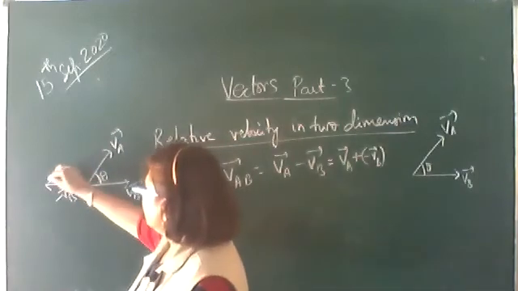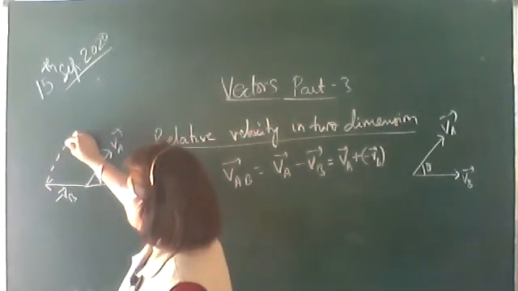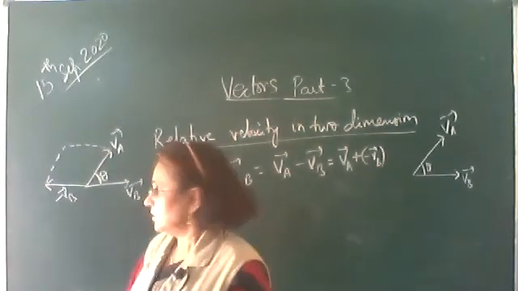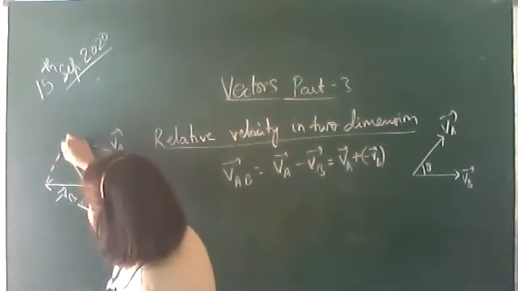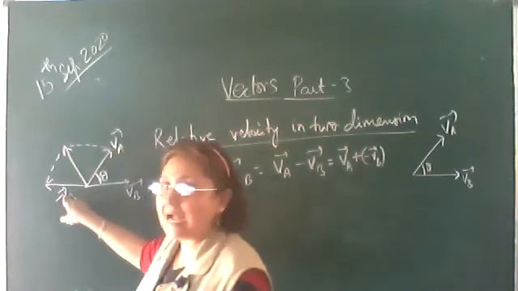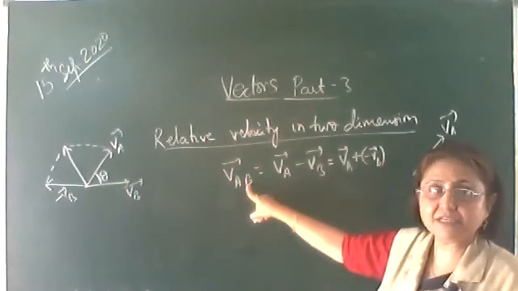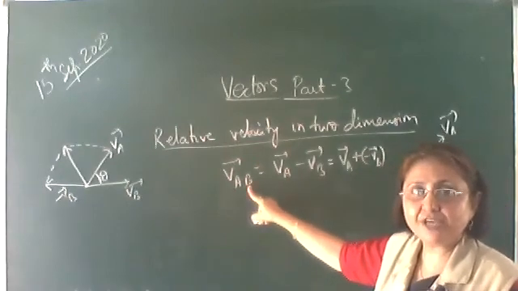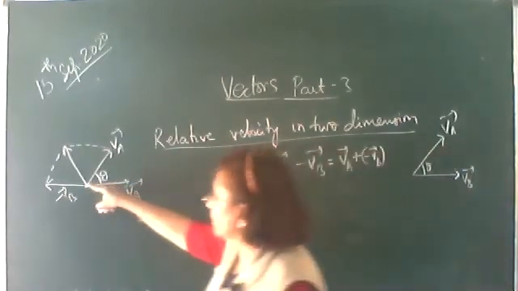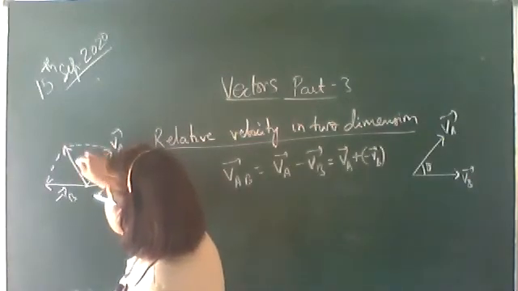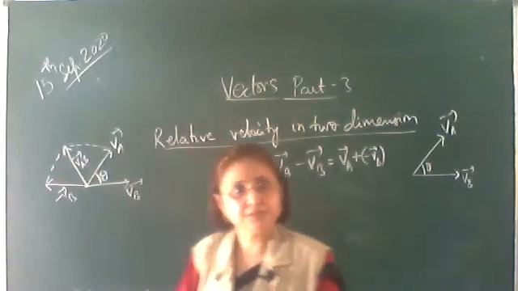Okay, now let us complete this parallelogram. This resultant will give VA vector added to minus VB vector, and VA vector added to minus VB vector is the relative velocity of A with respect to B. So what is this resultant giving? This resultant is giving VAB vector. Is this clear?